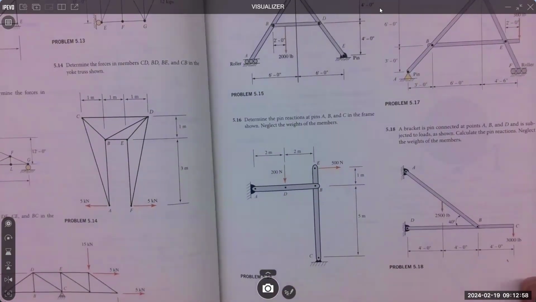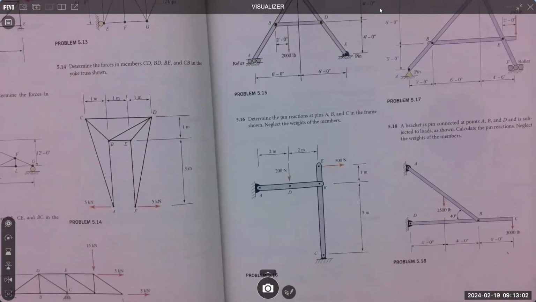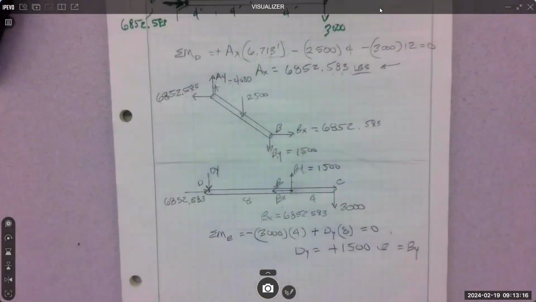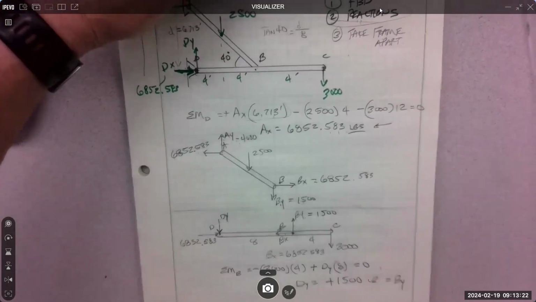So I gave you, I already threw it away, 2 of them. 12 and 16. So 12 is a truss, one more truss, and then 16 is a frame. Questions on this one?